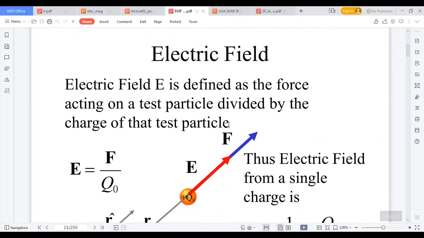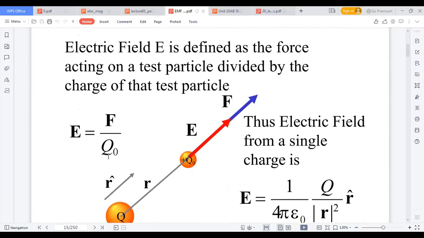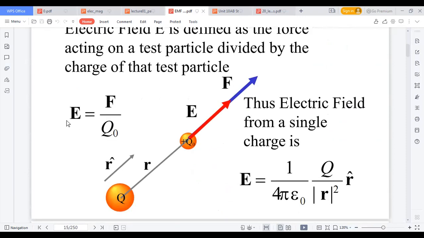So the electric field E is defined as the force acting on a test particle divided by the charge of that test particle. That means electric field is the force per unit charge. So if this is the Q and this is the Q naught, and their distance is R, the electric field from Q to Q naught is given by capital E, and the acting force is capital F. So this electric field E is denoted by F by Q naught.